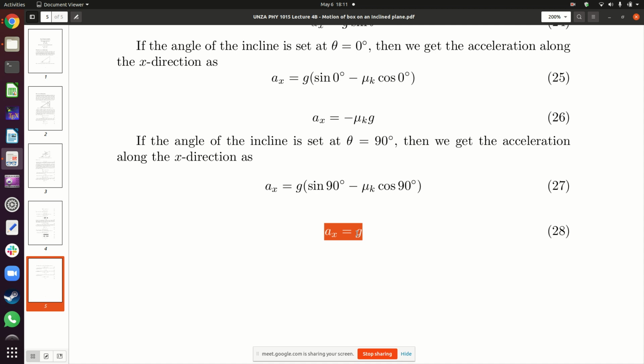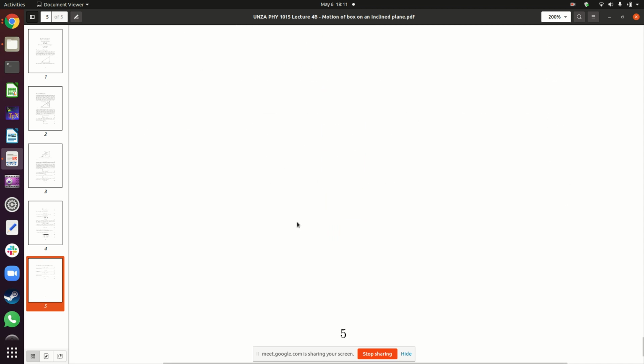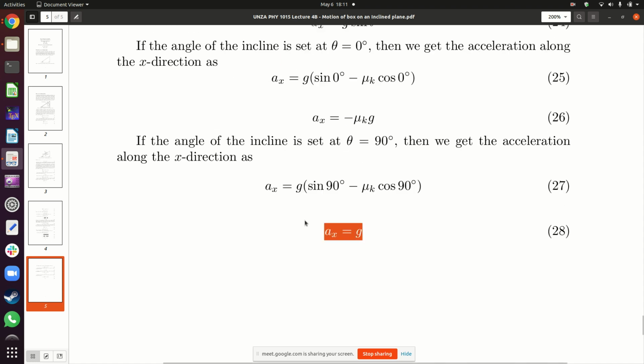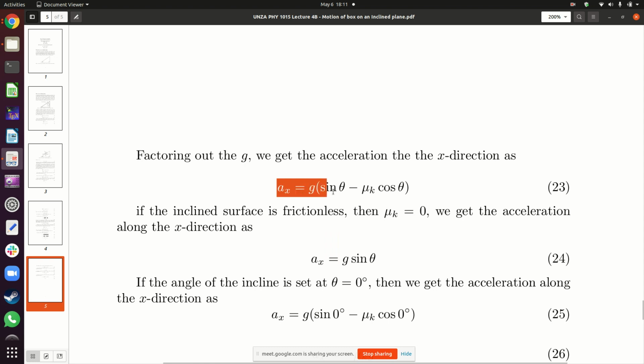Are we clear? Yes, sir. Any questions? Are there any questions? We have come to the end. There's nothing more. No questions, sir. The thing really is, this formula is going to be given to you. We will give you this formula: ax is equal to g sin theta minus mu k cos theta. So you need to understand what this formula does and how you can manipulate this formula to get what you want.